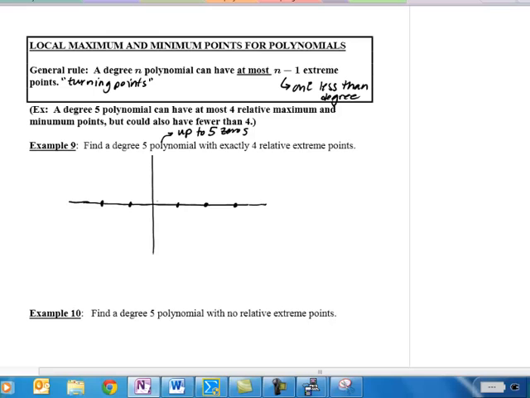So let's give this as many zeros as possible. Let's say it actually has 5 zeros, and they're all multiplicity 1. Well, then in between each one, the graph is going to have to turn around.